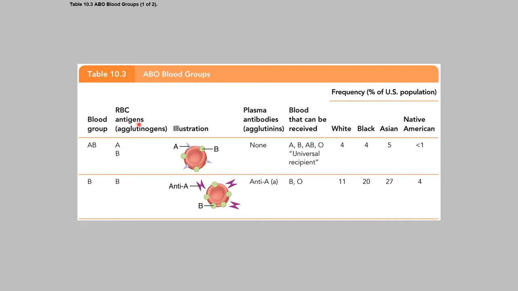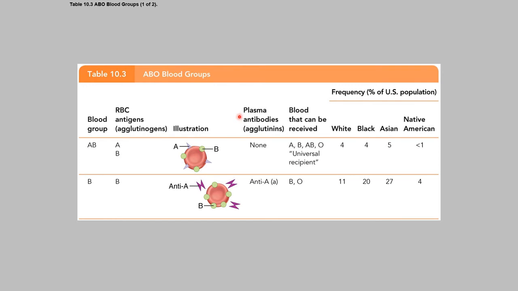Where they use the term antigens, sometimes I hesitate to use that because you think of something foreign. Think of it as you have these A and B markers. Where are they located? They're on the surface of the red blood cell. That's why it's shown here as this triangle and circle shape. So the markers on the red blood cell are both A and B.